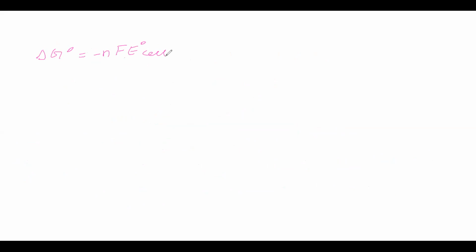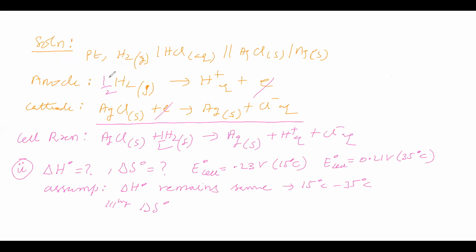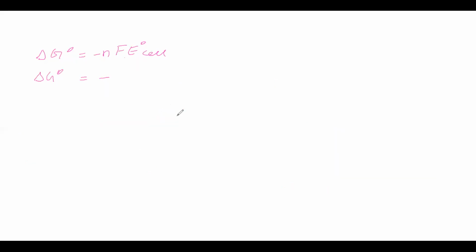We know E naught cell, and we know the n value, so we can find delta G naught. Delta G naught is equal to minus n F E naught cell, where n is the number of moles of electrons. In the cell reaction, the anodic half reaction has 1 mole of electron, and the cathodic half reaction has 1 mole of electron. Therefore, n is equal to 1 mole. Faraday we will write as it is.